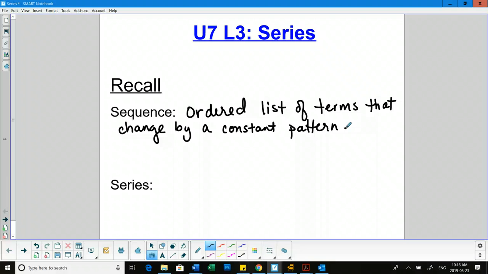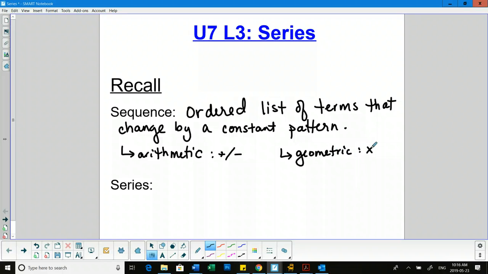Okay, so we do know that we have two types of sequences. We have arithmetic and geometric. There can be other sequences as well. These aren't the only types of sequences, but these are kind of the main ones that we're working with. So where we have arithmetic, we're adding a consistent or subtracting a consistent value to get future terms. Where we have geometric, we are multiplying a consistent value to get future terms. Okay? For a sequence, you will see the ordered list of terms separated by commas, usually.